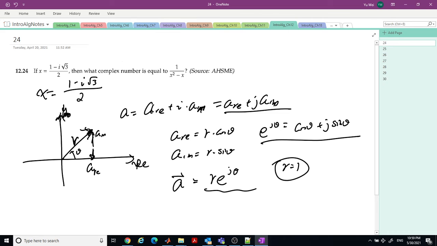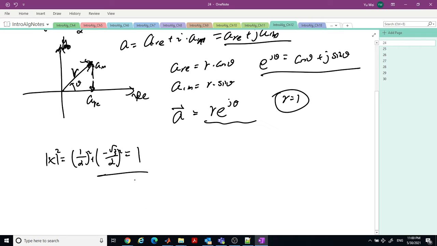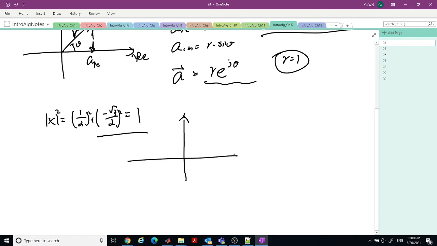Now, by using this, let's see. The modulus of x is the square root of (1/2) squared plus (negative root 3 over 2) squared, so it's 1. So now we know it's on the unit circle. Let's draw a diagram of this.